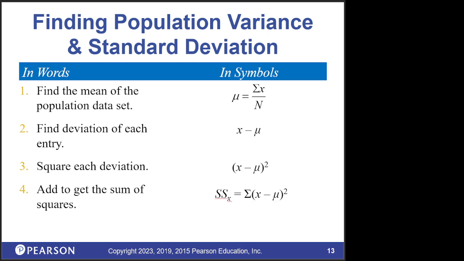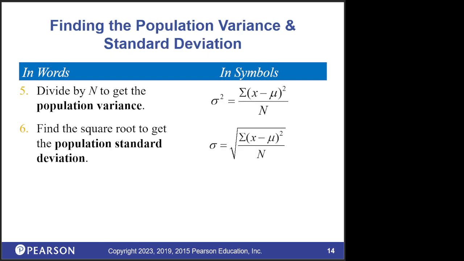So we found the mean, we found each individual deviation, we squared each individual deviation, and we added them all up. To find the variance then, we divide that by how many pieces of data are in our data set. And in this case, we had 10 pieces of data.